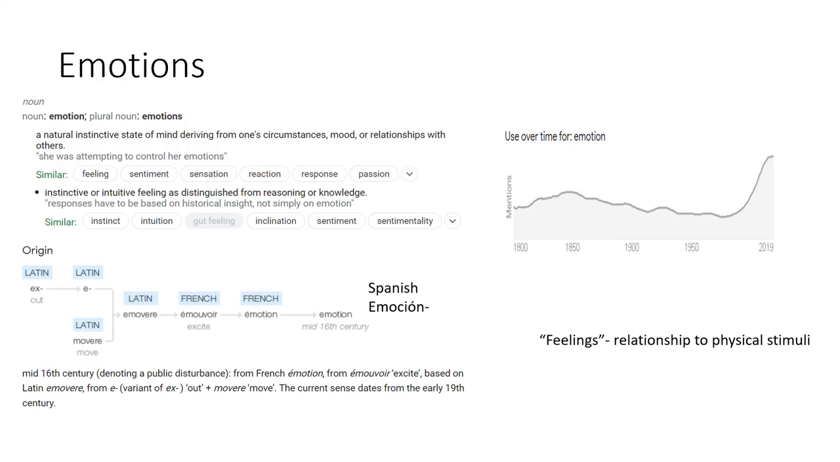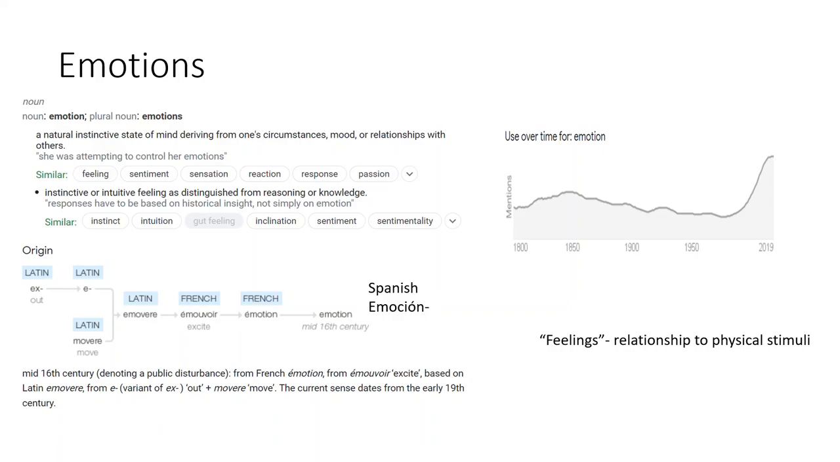So first, let's define emotion. It's actually a difficult word to define. Here are some of the dictionary definitions. They're not really that helpful. An instinctive or intuitive feeling as distinguished from reasoning or knowledge. As you can see on the right, it's a fairly modern word. Sort of in the 60s it really took off.